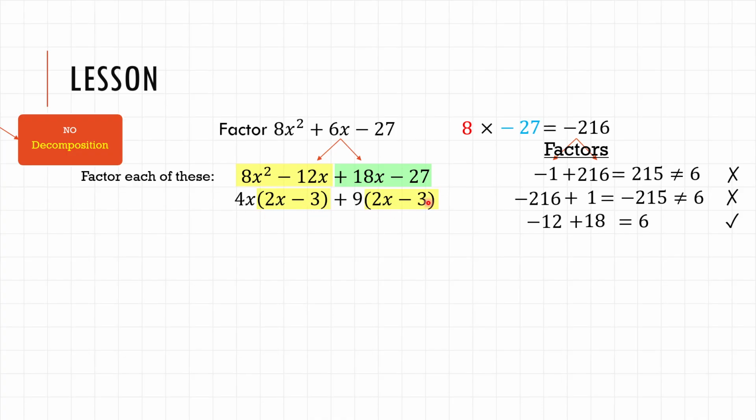Right? This is like saying, if we said 2x minus 3 was equal to something like a, this would be like saying 4xa plus 9a. Well, we would just factor a out of there, and we would be left with 4x plus 9 as my expression. And there we go. We have successfully used this technique called decomposition to factor this expression. We've turned it into two binomial factors.